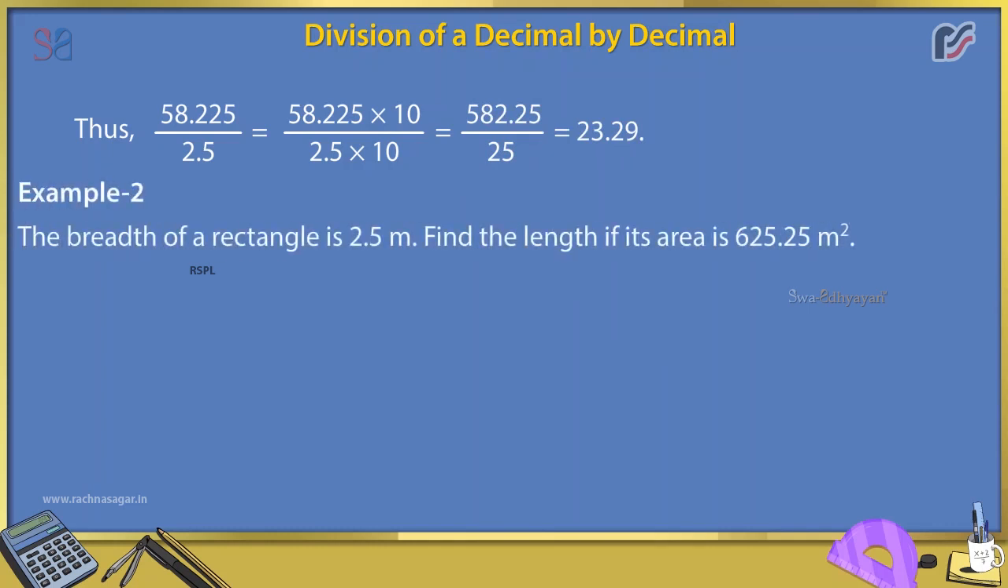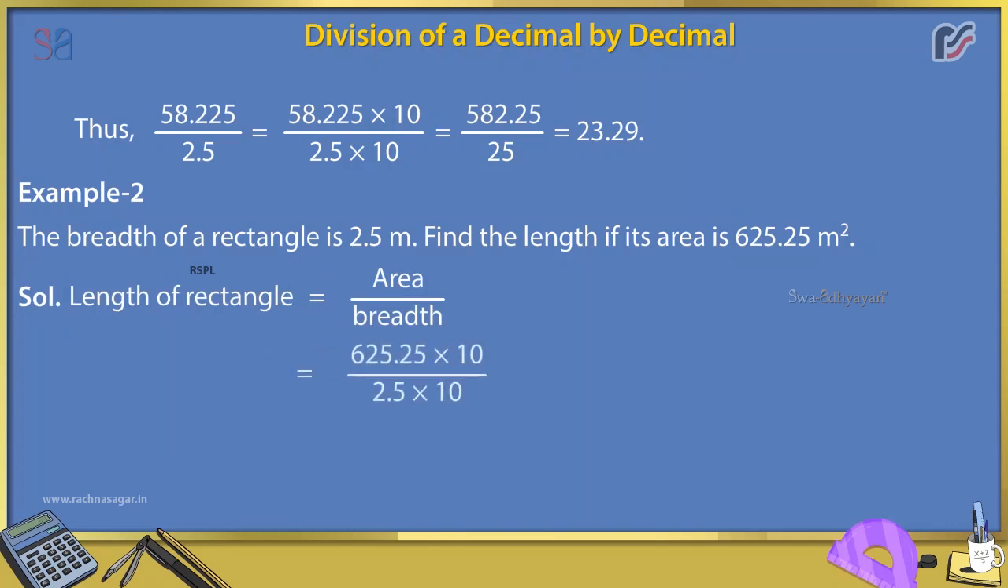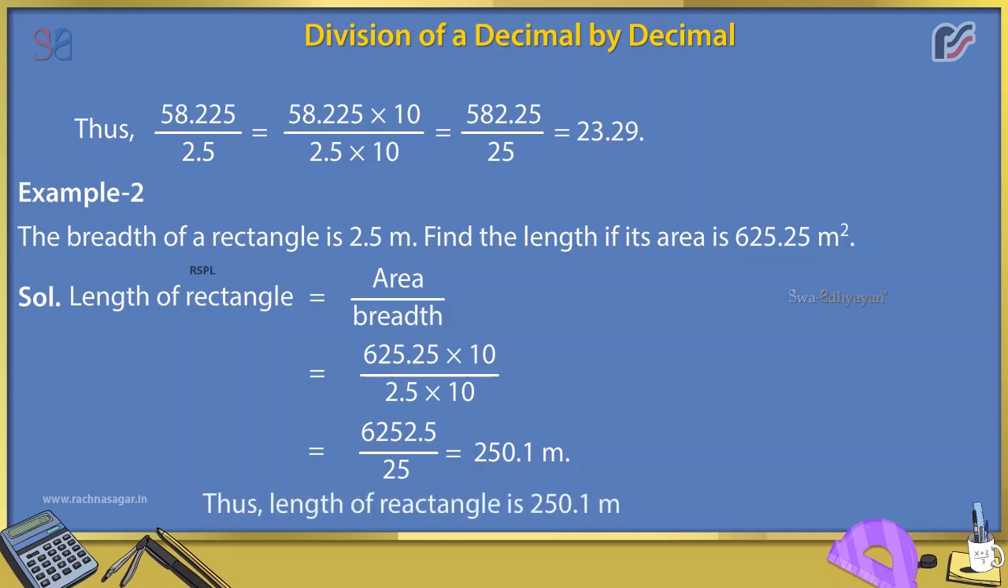Example 2. The breadth of a rectangle is 2.5 meter. Find the length if its area is 625.25 meter square. Solution: length of rectangle is equal to area by breadth, which is equal to 625.25 into 10 by 2.5 into 10, which is equal to 6252.5 by 25, which is equal to 250.1 meter. Thus, the length of the rectangle is 250.1 meter.